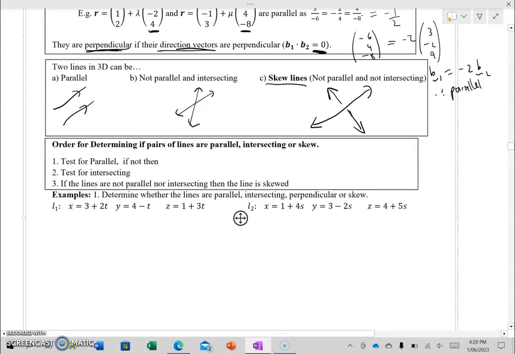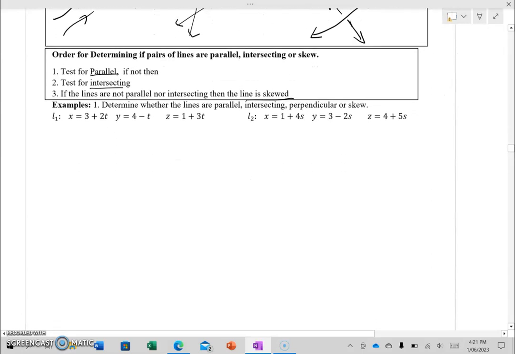So this is what we usually do. This is kind of the order that I'd suggest, a recipe. Test if they're parallel first, then test if they intersect. I'd test parallel first because that's the easiest test. Then test if they intersect. If the answer is no to both of the above, the line is skewed.